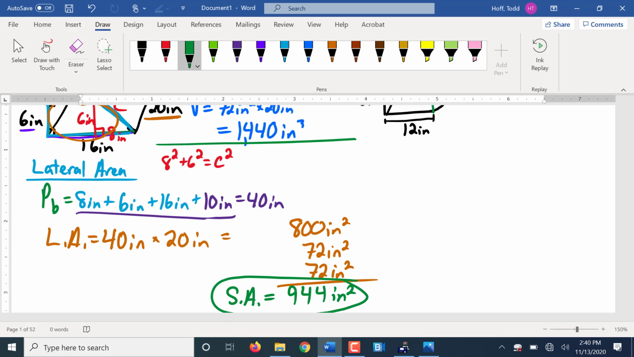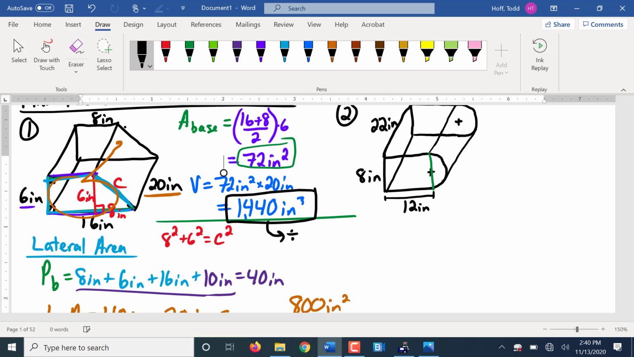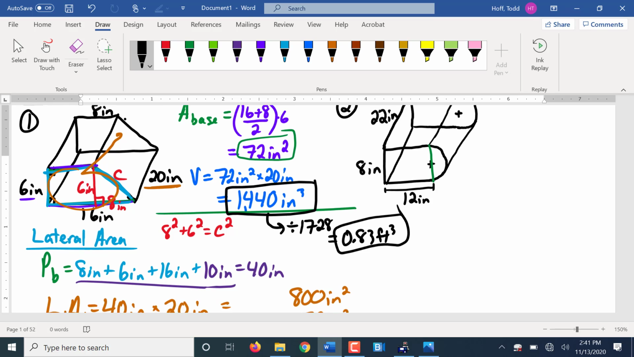Now, before we do the second one, just for fun, how would we convert that into cubic feet? It's not divided by 12. It's going to be divided by 1728. Good. 12 cubed. So that gives us what for cubic feet? 0.83 cubic feet. So 1,440 cubic inches sounds like a lot, but it's less than a cubic foot.